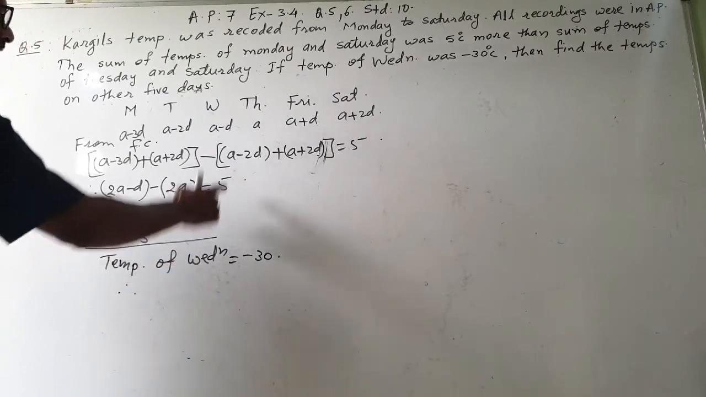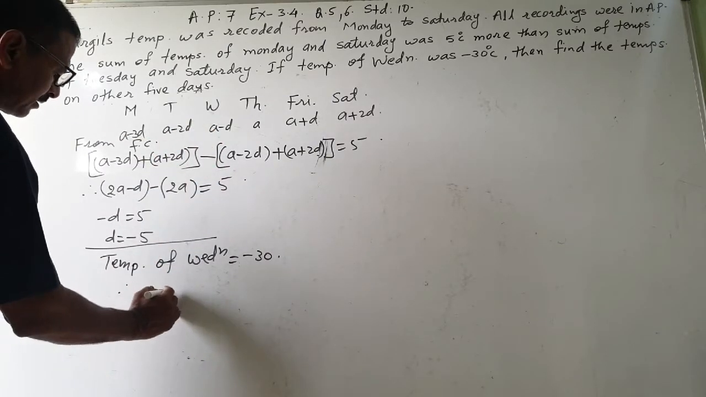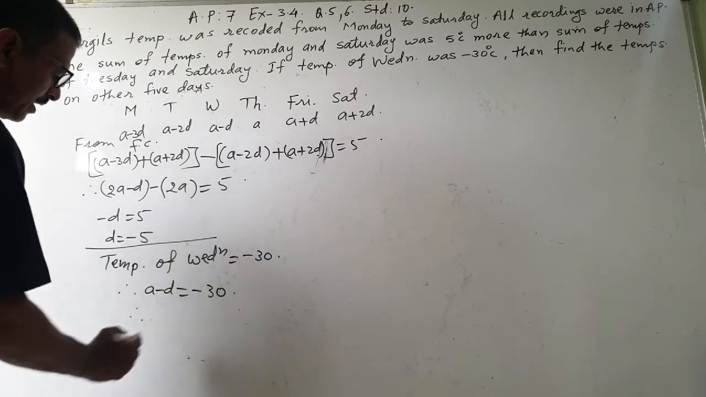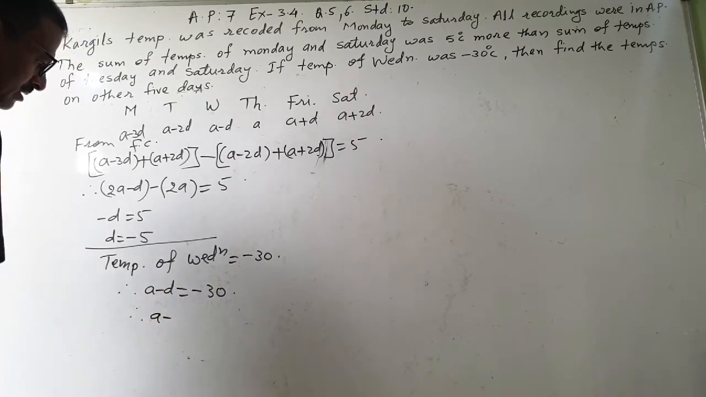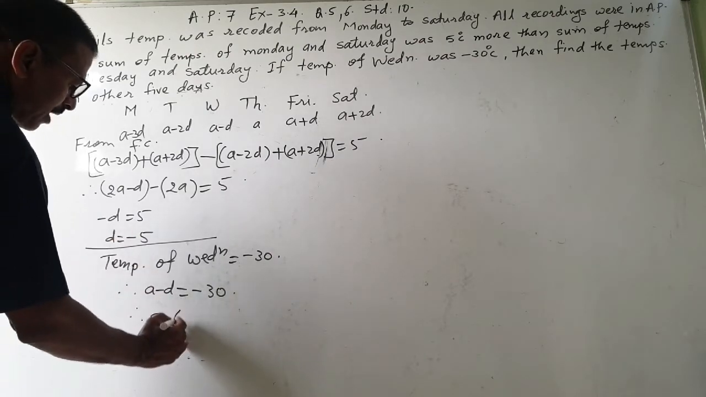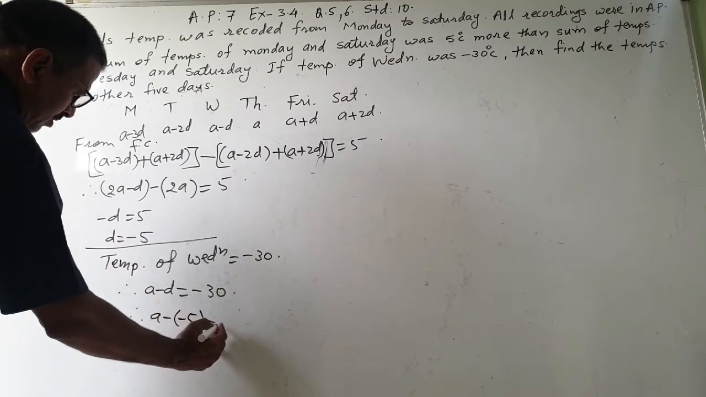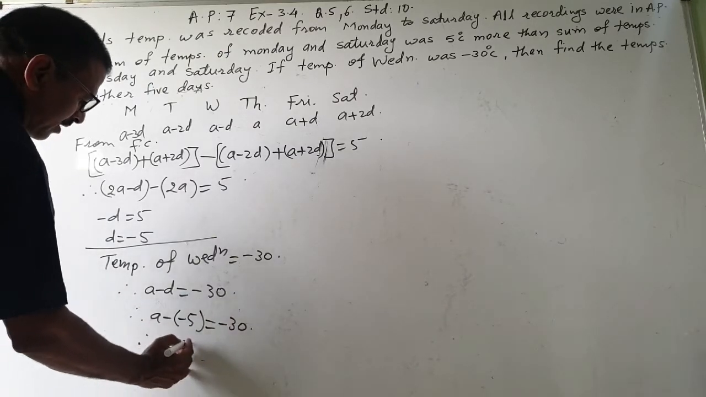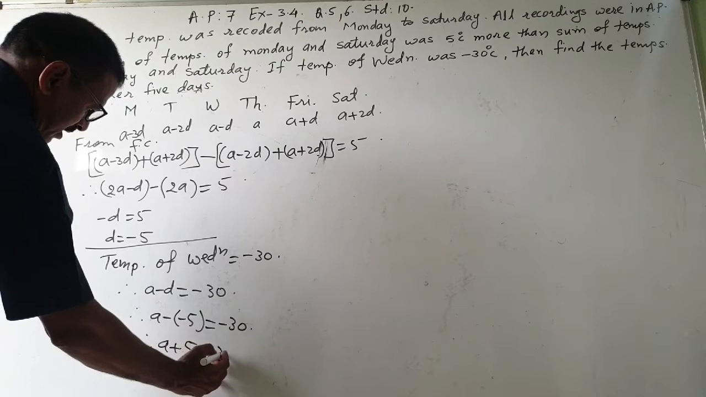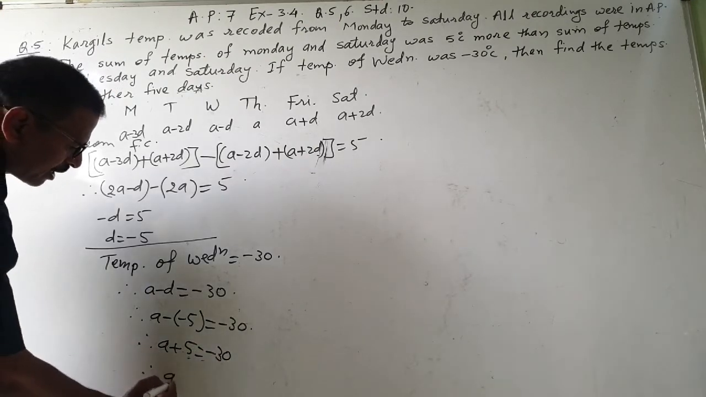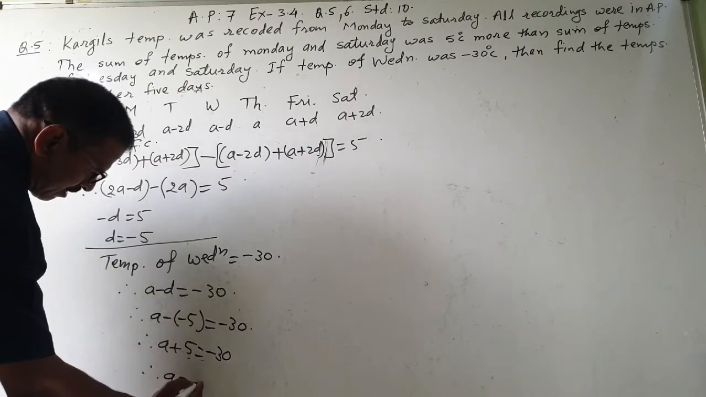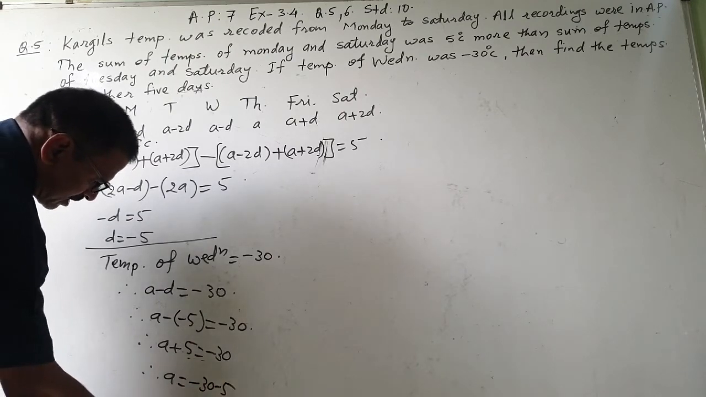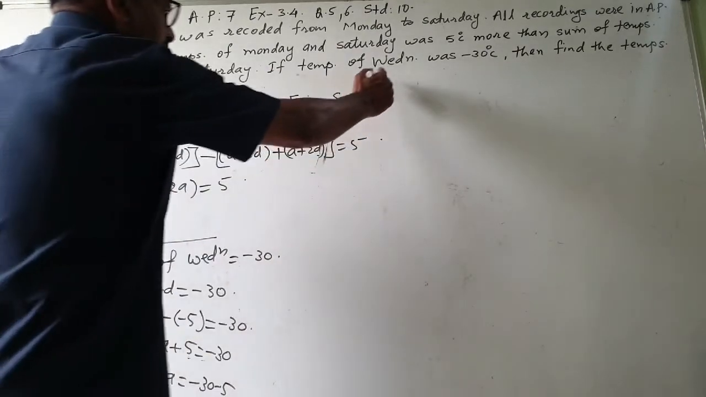Therefore, Wednesday is what? A minus D is equal to minus 30. Therefore, A minus D is what? Minus 5 is equal to minus 30. Therefore, A plus 5 equal to minus 30. Therefore, A is equal to minus 30 minus 5. Therefore, A equal to minus 35. This way it will go.